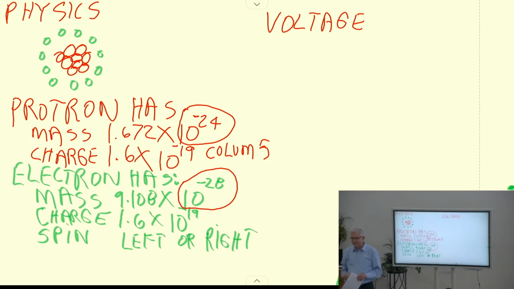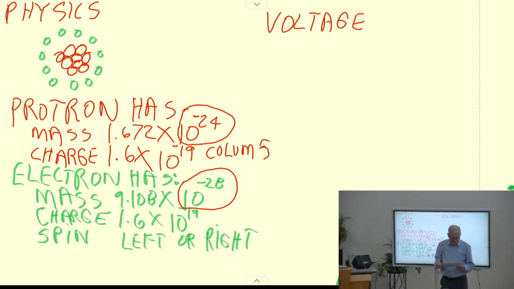Yes. Every single electron carries this much charge. And charge is going to turn into current. Well, charge moving, electrons moving, is going to turn into current. But voltage is directly related to how energized that electron is. How much energy is in that electron.